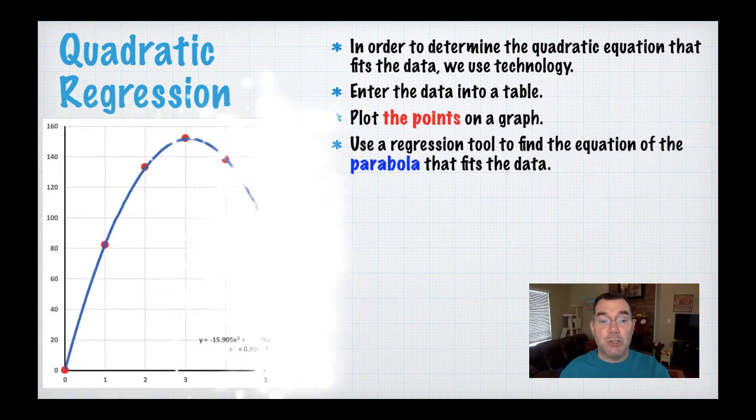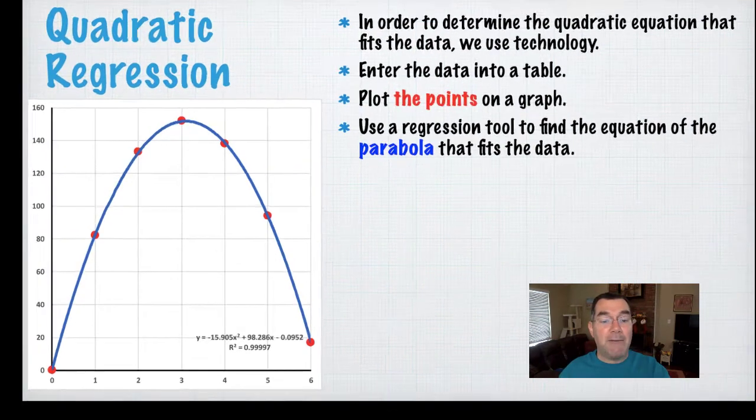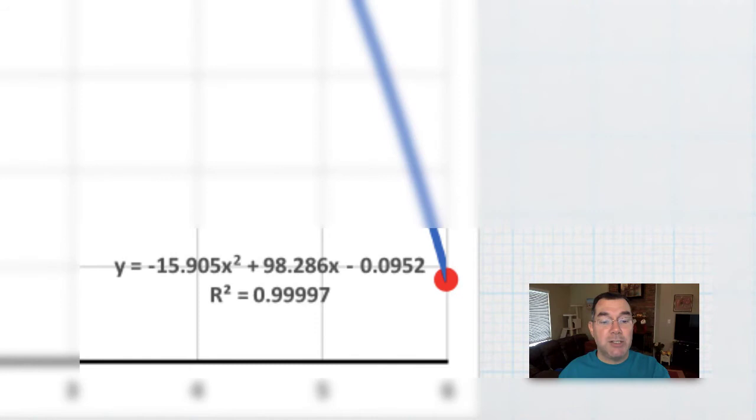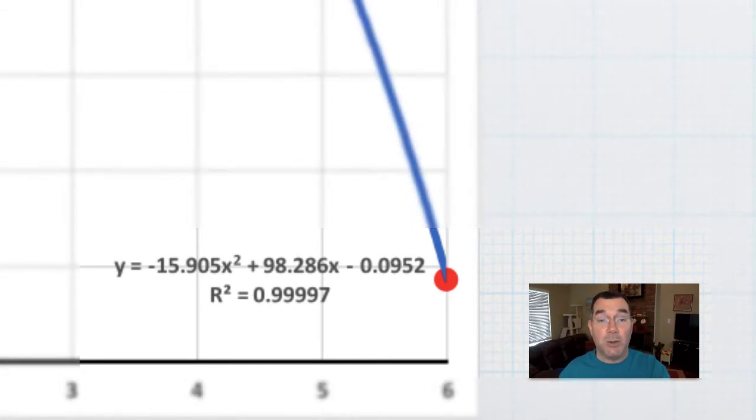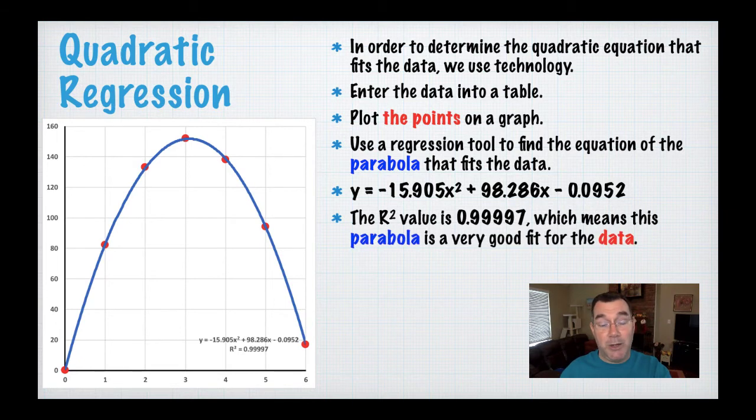So if I use a regression tool, I can plot a parabola that touches those points or gets as close as it can to as many of those points as possible. And if you look at the graph, they've actually tried to come up with an equation for that parabola. It's got a lot of decimal places, but that is the equation that we are going to use to model this data. It is y equals negative 15.905x squared plus 98.286x minus 0.0952.